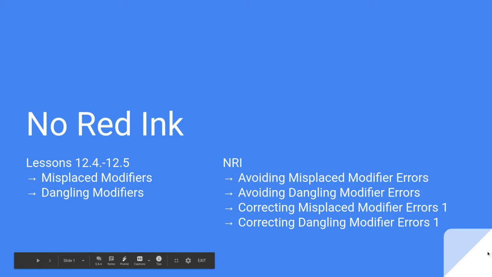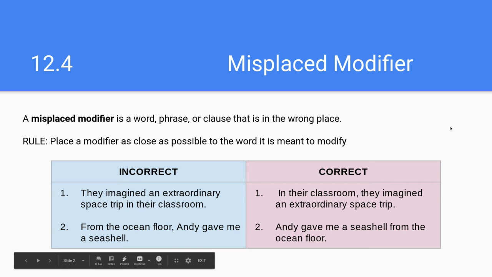All right, you guys, today's NoRedInk lesson is having you identify and correct misplaced modifiers and dangling modifiers. I'm going to go over these with you really quickly, and then you'll have the rest of the day to work on your NoRedInk assignment. So first, let's talk about misplaced modifiers.